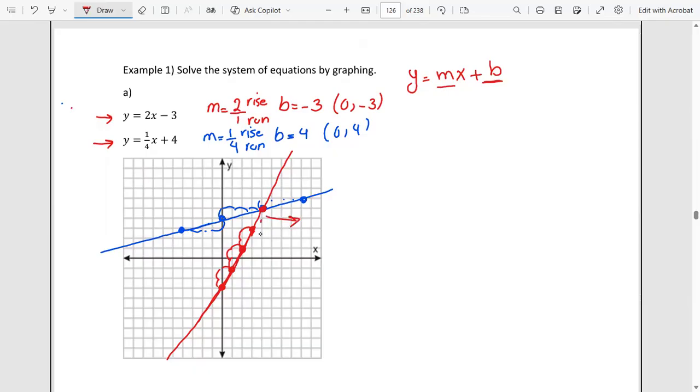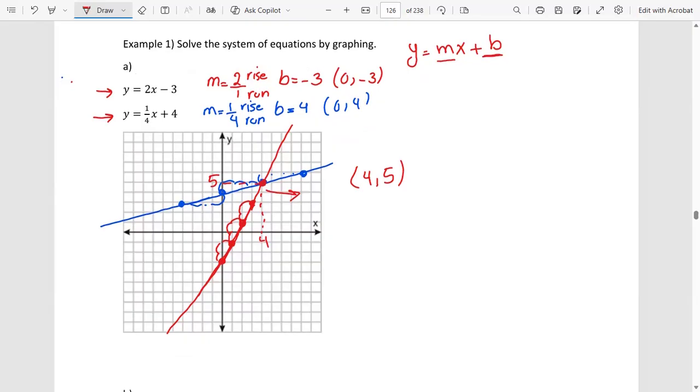And the point of intersection has x of 1, 2, 3, 4, and y of 1, 2, 3, 4, 5. So the solution for this system is (4, 5). That means x must be 4 and y must be 5. And if you replace x by 4 and y by 5, you will get a true statement in both of those equations.